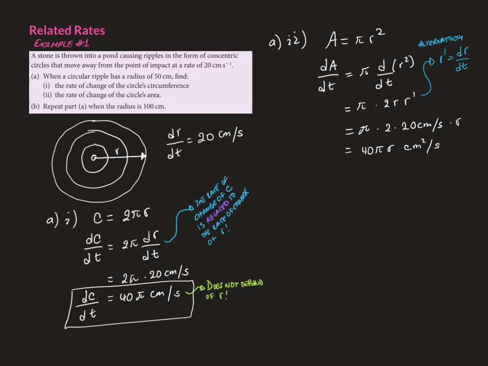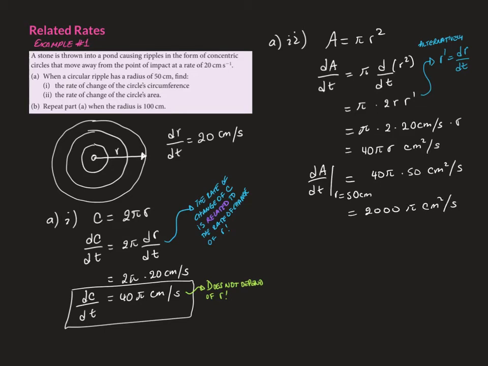Now, this rate of change does depend on the radius. Therefore, when the radius is 50 centimeters, so evaluated at r equals 50 centimeters, we get 40 pi times 50 centimeters squared per second, and that is 2000 pi centimeters squared per second.